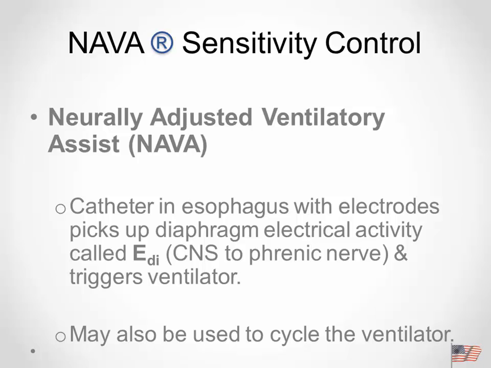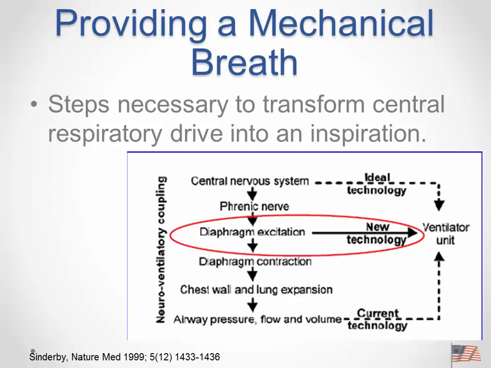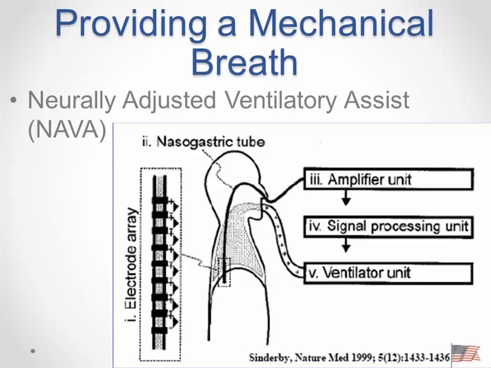And it can also be used to cycle it. There is a pocket guide that is available with that URL. Have fun typing that one in. You can just Google NAVA and you'll find it. So what we're doing is we're basically taking that diaphragmatic excitation and using that to go ahead and trigger the ventilator.